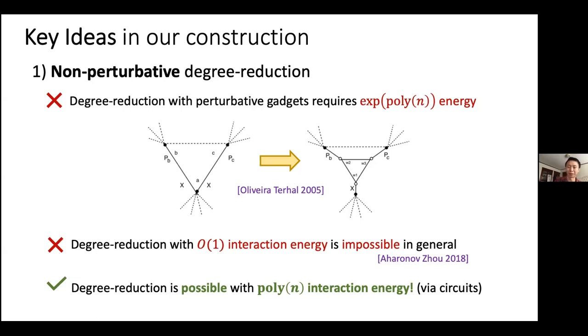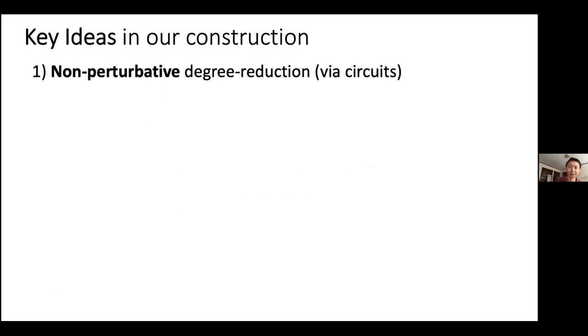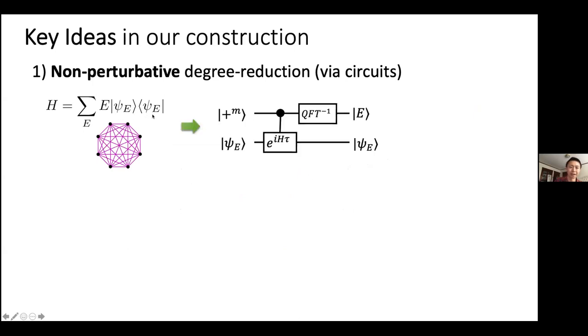In fact, we do give a constructive way to do this, and this is done via circuits. What I mean by degree reduction via circuit is the following. If you give me any Hamiltonian, it could be all-to-all interacting, doesn't matter, I can write it as a sum over the different eigenstates. Then you can consider a quantum phase estimation circuit running on this Hamiltonian. What that does is that if you give me any eigenstate of the Hamiltonian, then you will write down the energy eigenvalue as a bit string on part of the ancilla. As you can see, there's an equivalence between this Hamiltonian and this circuit, and once you convert this Hamiltonian to a circuit, it's very easy to perform degree reduction.